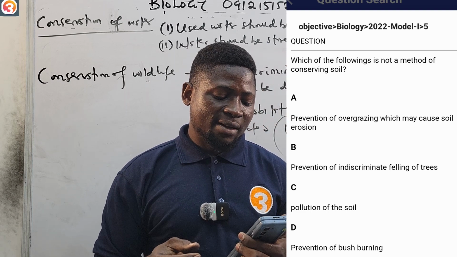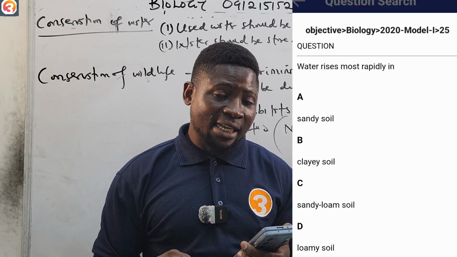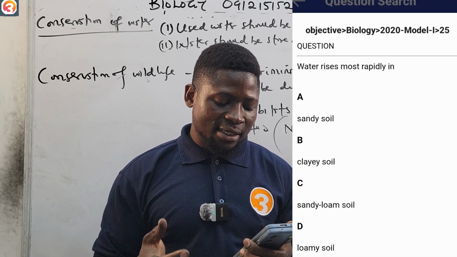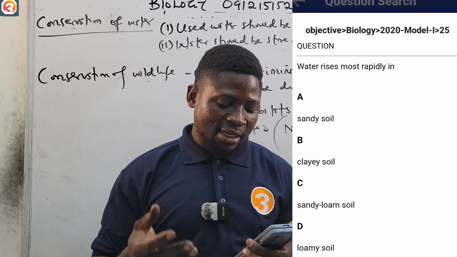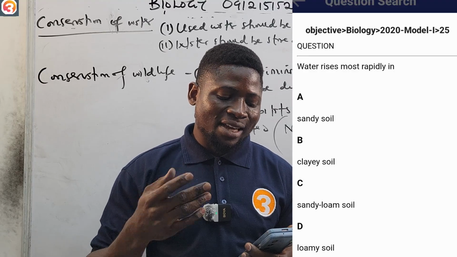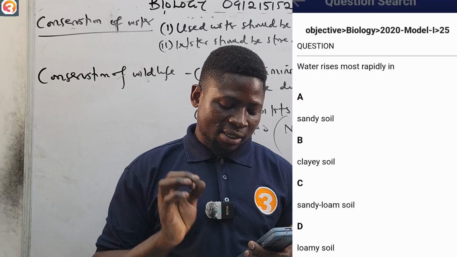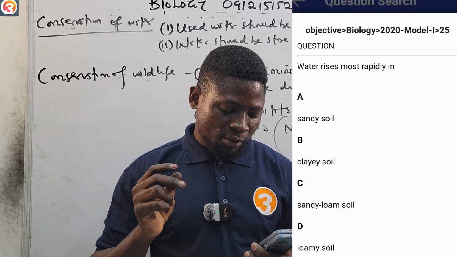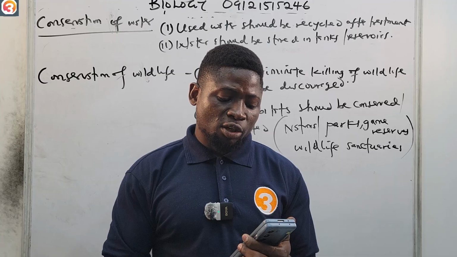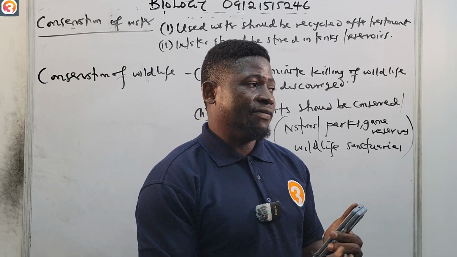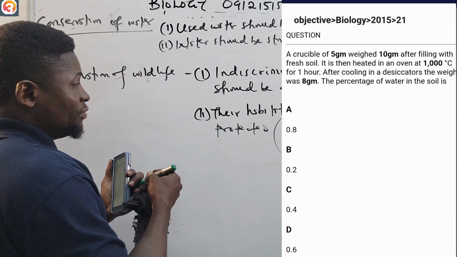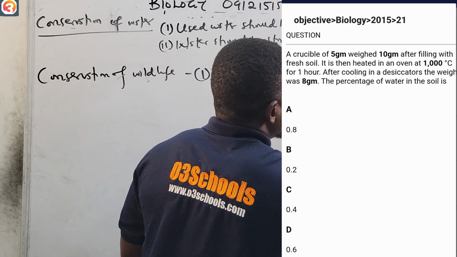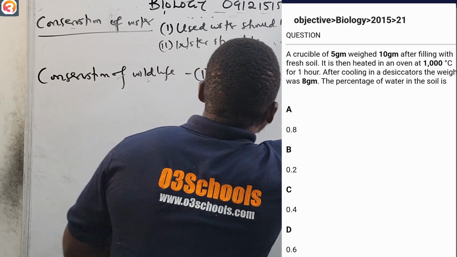2020 number 25 says water rises most rapidly in A, sandy soil, B, clayey soil, C, sandy loam soil, D, loamy soil. Water rises most rapidly. Tell me the correct answer in the comment section. Now we have a question that has to do with the percentage of water in the soil, 2015 number 21. We'll solve this one and then you go and solve the rest.